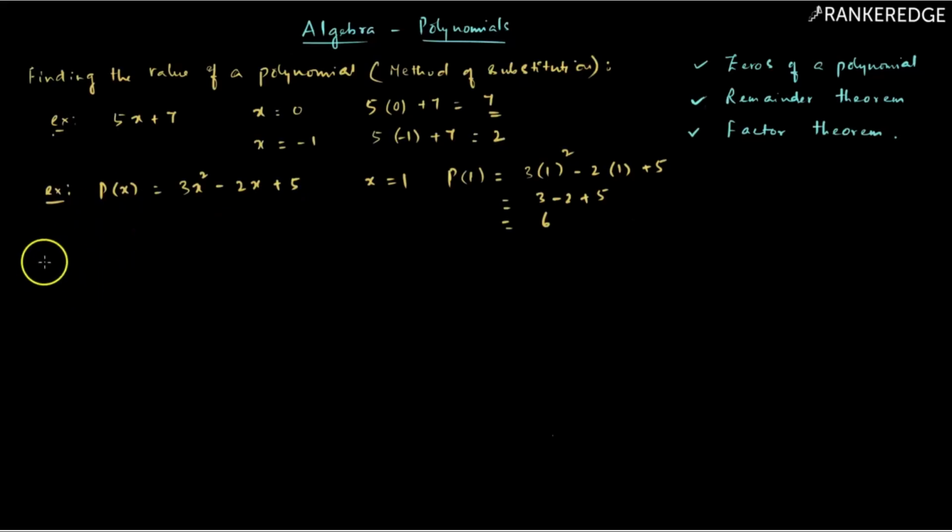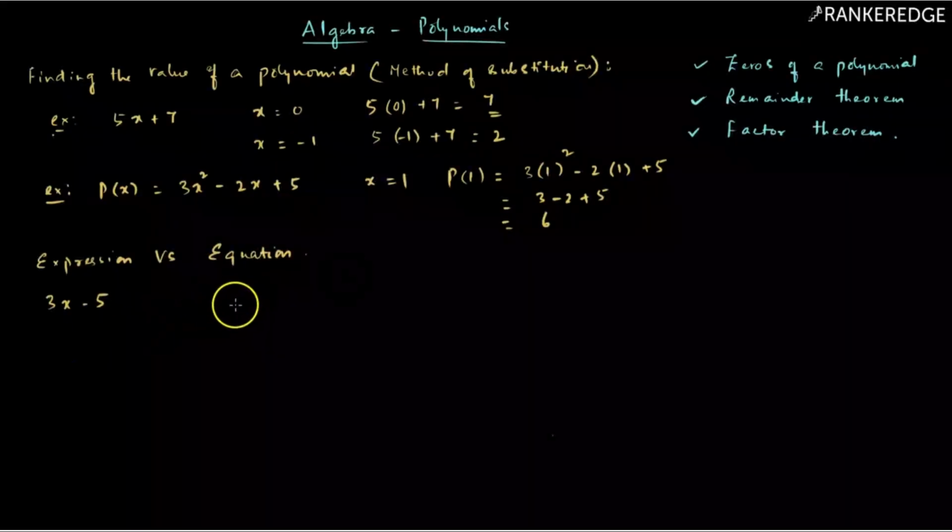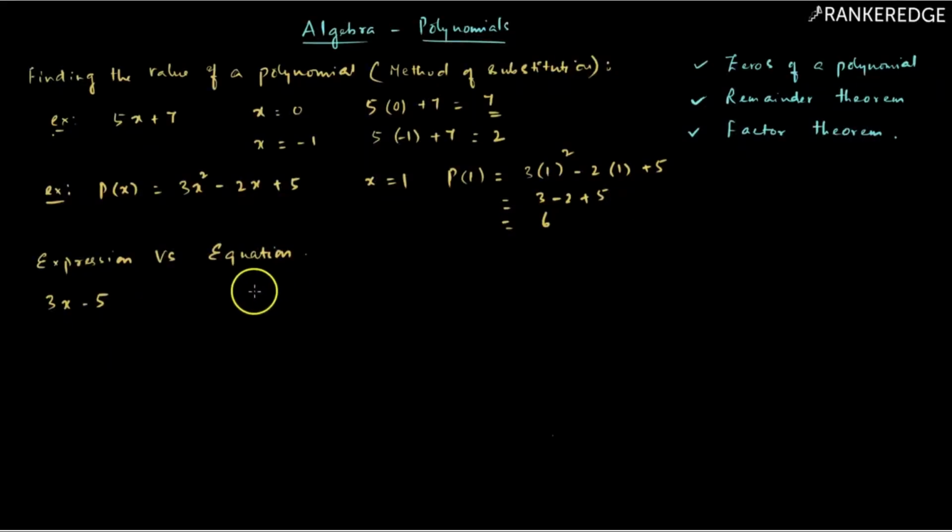We'll also understand what is the difference between an expression and an equation. We know that any polynomial is an algebraic expression. Algebraic expression is a general term. A polynomial is also an algebraic expression. Let's say I have something like 3x minus 5. This is my polynomial. And what is an equation? If I equate this expression to say 0, 3x minus 5 is equal to 0, this becomes an equation.